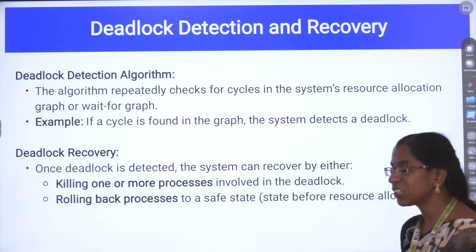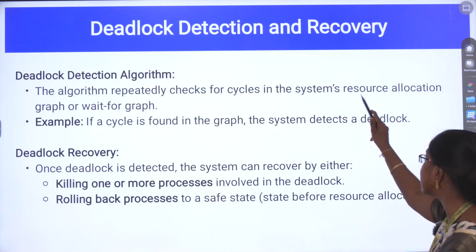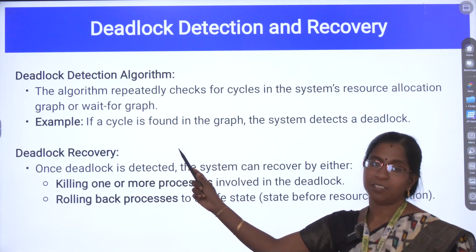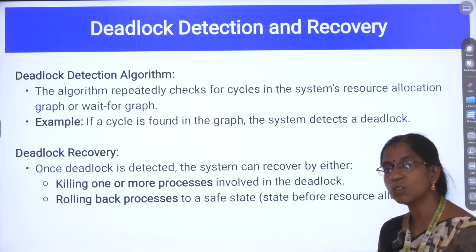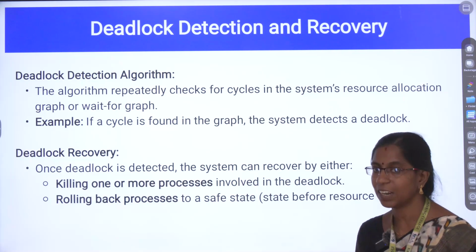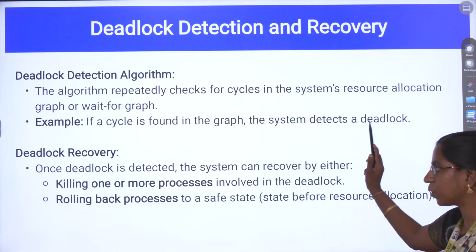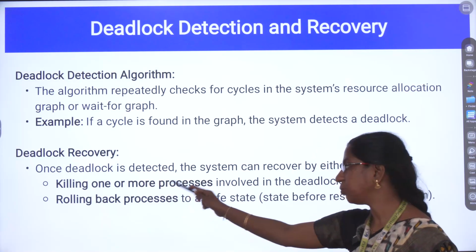Now the deadlock detection algorithm. The algorithm repeatedly checks for cycles in the system resource allocation graph or wait-for graph. We use some techniques to detect whether the resource allocation has a deadlock or not. If a cycle is found in the graph, the system detects a deadlock. Then how can we recover from a deadlock?